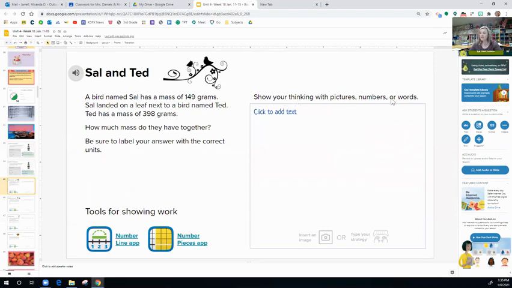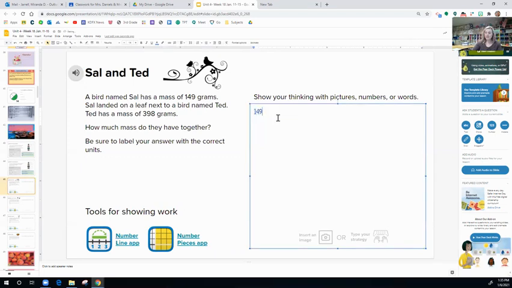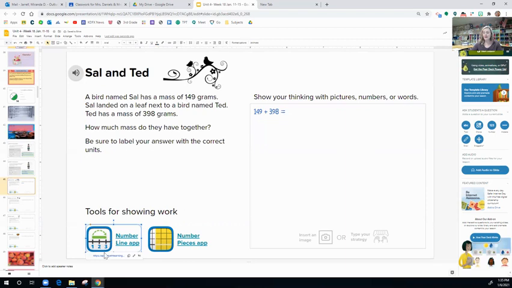Show your thinking with pictures, numbers, or words. And so how much mass do they have together? 149 grams and 398 grams. When we put those together, we would just add. 149 plus 398 equals, and so they're giving us these pieces here. We can use a number line app. I'm going to click on this.